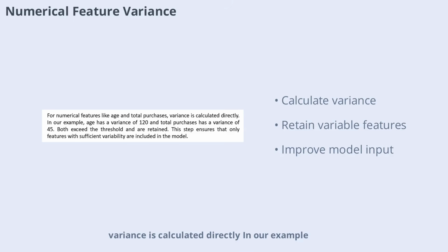In our example, age has a variance of 120 and total purchases has a variance of 45. Both exceed the threshold and are retained. This step ensures that only features with sufficient variability are included in the model.